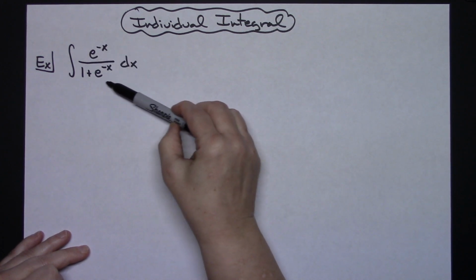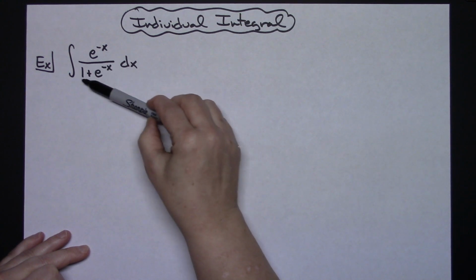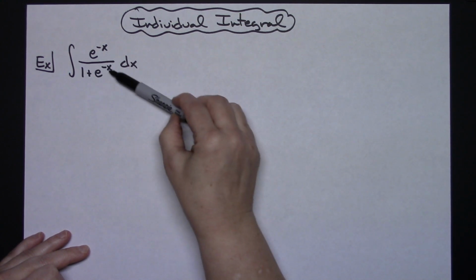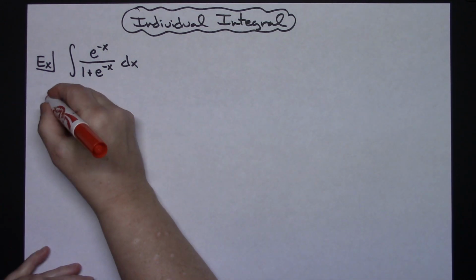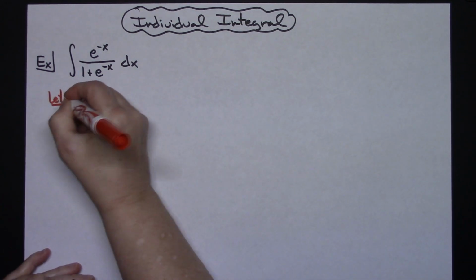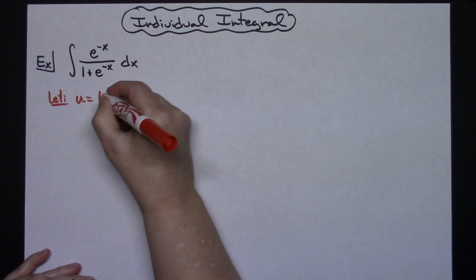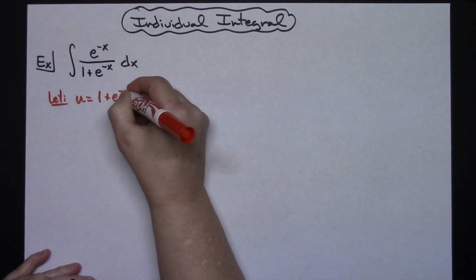Alright, I'm going to be looking right here at this denominator, and I'm going to realize that I can let my u be 1 plus e to the negative x. So that's where I'm going to start. I'm going to let u be 1 plus e to the negative x.